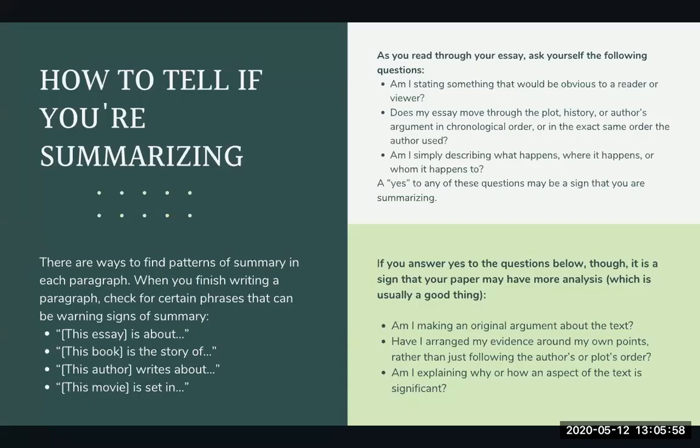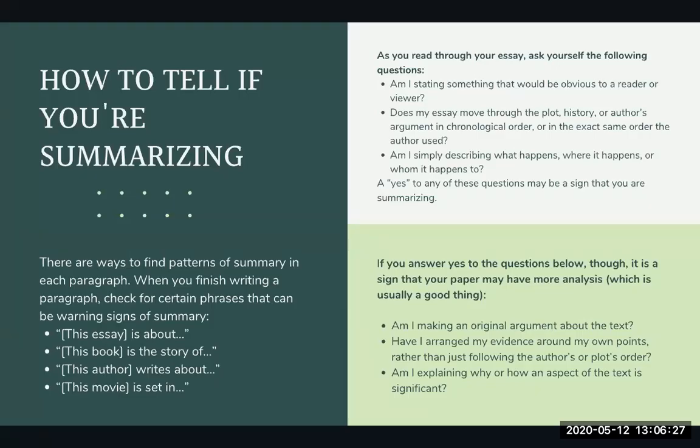So how to tell if you're summarizing. Like I said, it's really easy to fall into summary, and summary is good, but it shouldn't be your whole essay. So there are a couple strategies to use if you know that this is a habit that you have, like, oh, I do have a habit of summarizing a lot as opposed to putting in more analysis. There are some strategies that you can use to catch yourself in that moment.